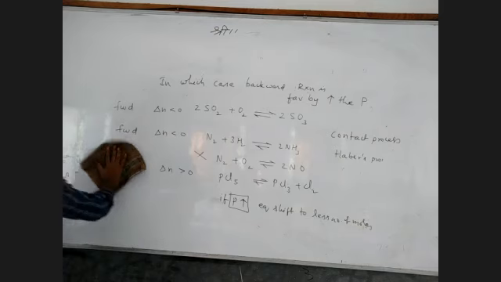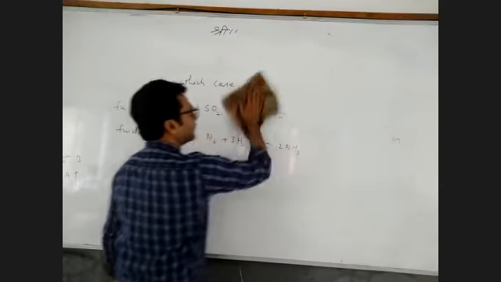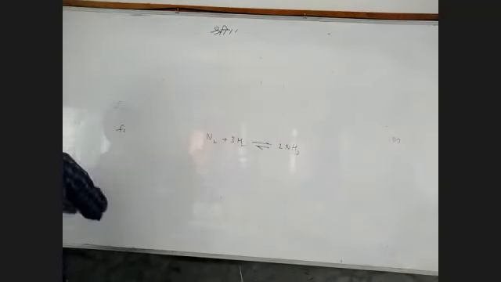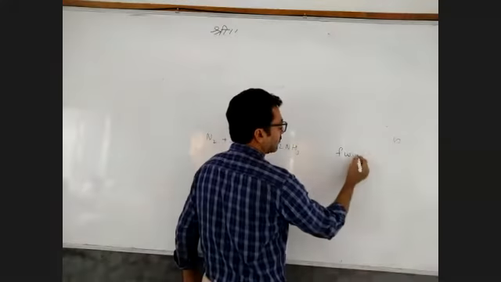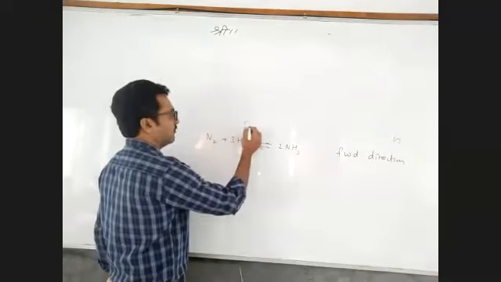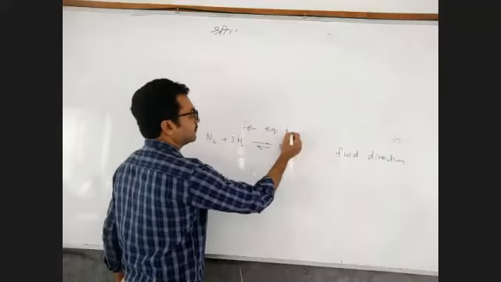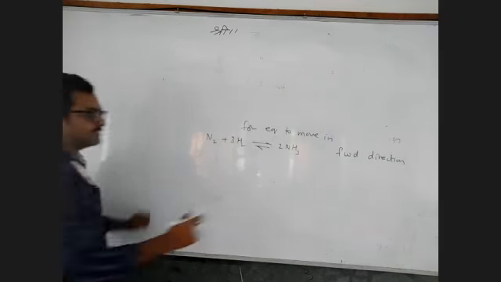N2 plus 3H2 gives rise to 2 NH3 (ammonia). Yes, this is the equation. Now here they are asking: the equilibrium should move in the forward direction. What is the condition for a reaction, for equilibrium to move in the forward direction? Here they will do plus heat also.